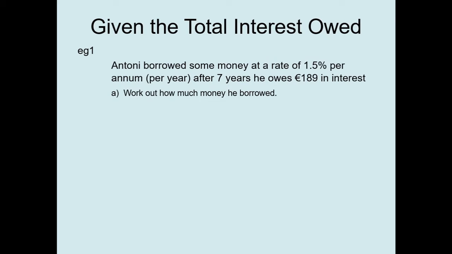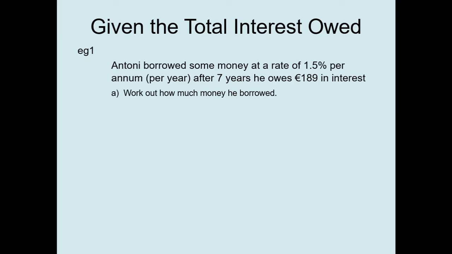So let's give this a try with this example here. Anthony borrowed some money at a rate of 1.5% per annum. That means per year. After 7 years, he owes 189 euros in interest. That's just the interest. He also has to pay back what he originally borrowed. Work out how much money he borrowed.